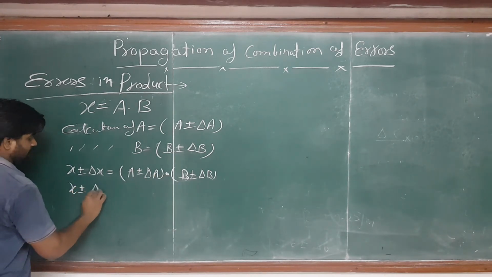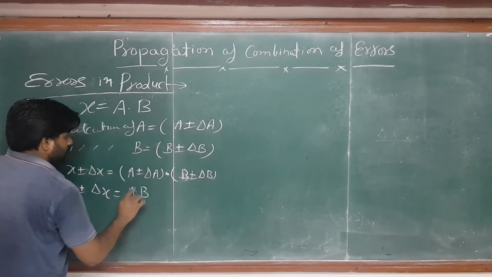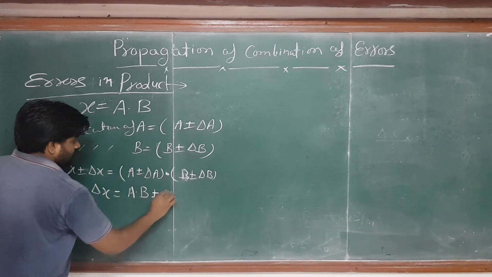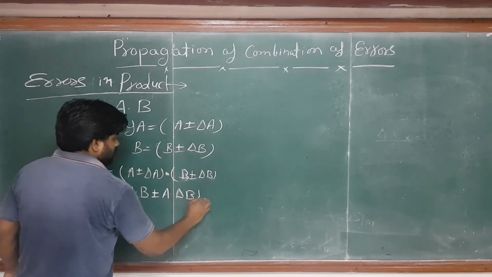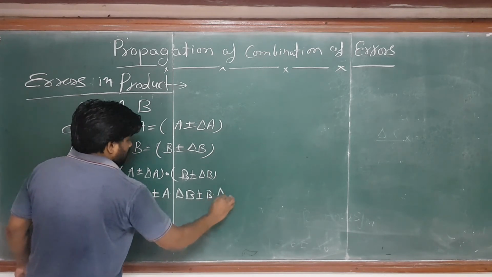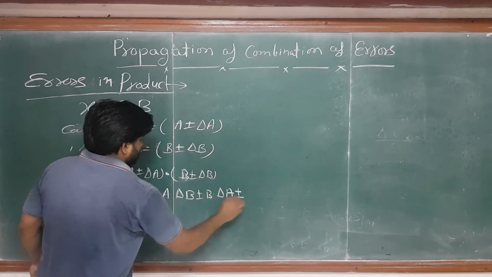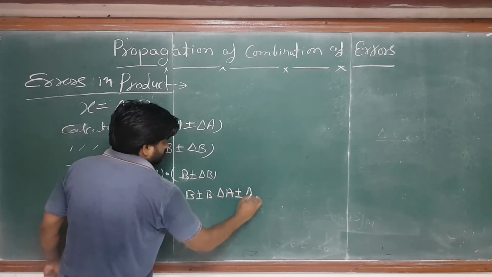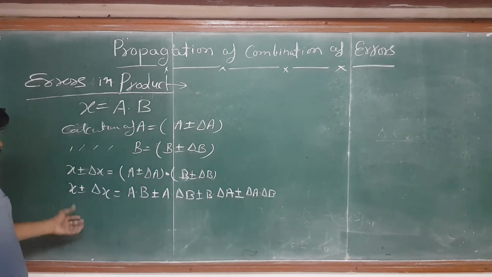x ± del x is equal to a dot b ± a dot del b ± b dot del a ± del a dot del b. Del a dot del b. So this is for the product.